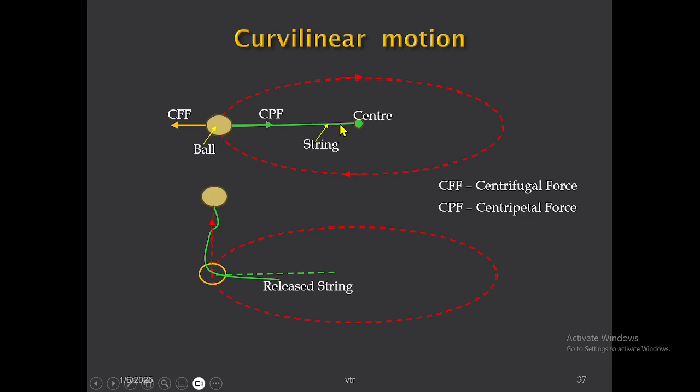The moment we release the rope from our hand, what will happen? It will just go away and fly tangentially. So this is the difference between the centrifugal and centripetal force. Whatever force acts towards the center is called the centripetal force, and acting away from the center is called the centrifugal force.